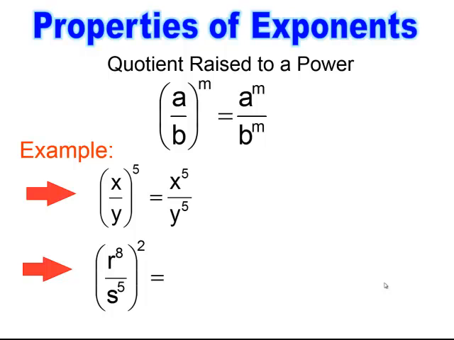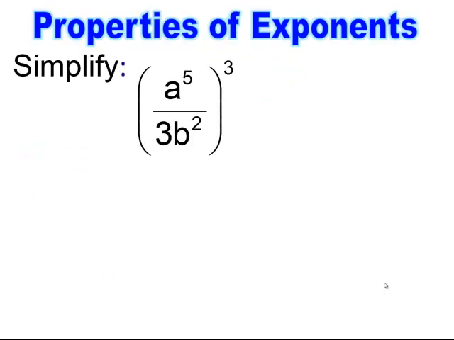So be careful when it's a combination of properties. I have powers inside and I have the quotient raised to a power. Well, that's going to be the combination of the quotient raised to a power and the power to a power rule. So you're going to take that power on the outside and multiply it to the powers inside. So when you do that, you're going to end up with r to the 16th over s to the 10th. Pause and try.